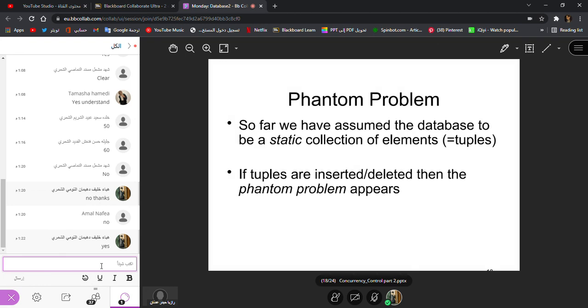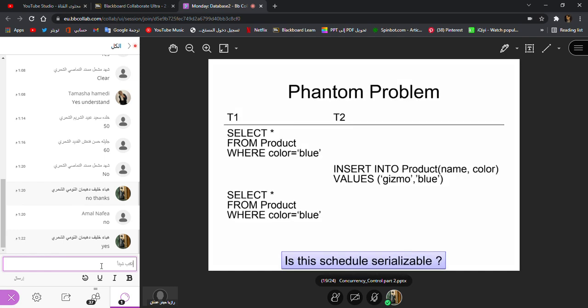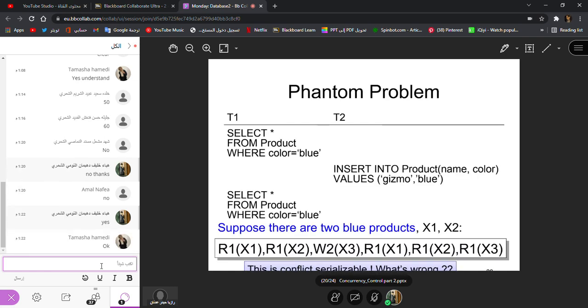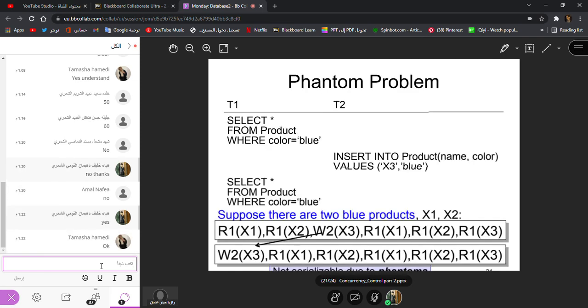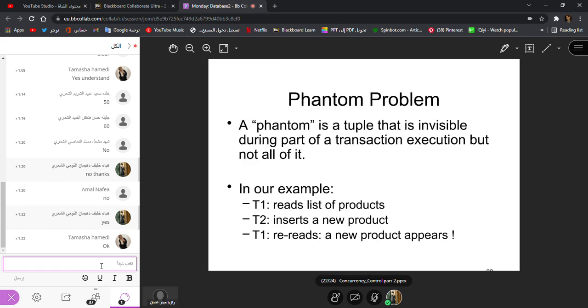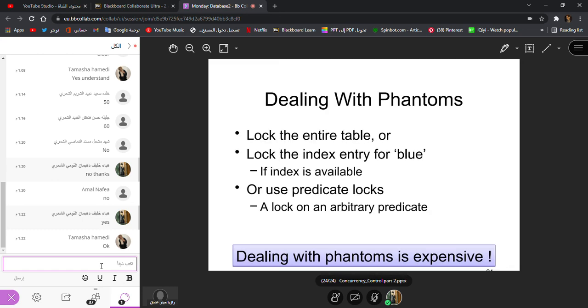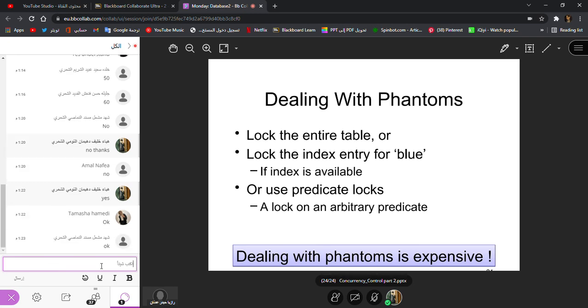Scheduler. I think this phantom problem was remaining. Yes. This I will do next time, okay? Phantom problem we did or no? No, we did not. This one is remaining. Okay, this I will do next time. In chapter 3, we are left with this one.